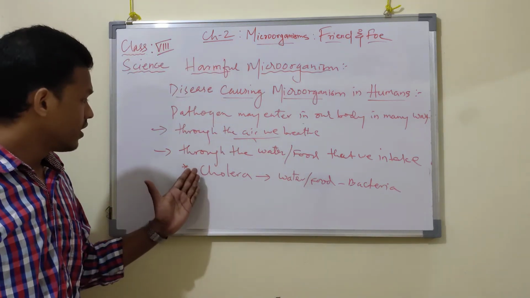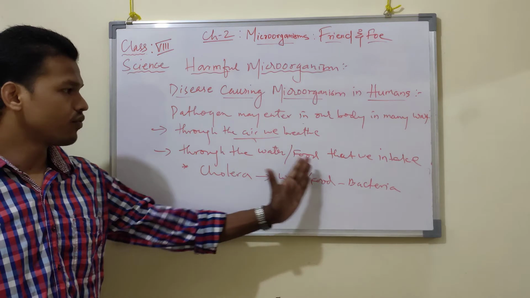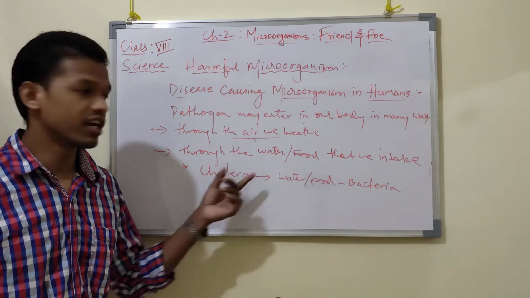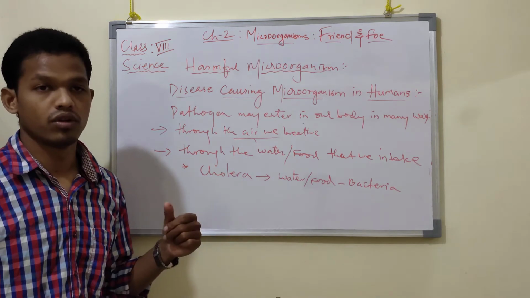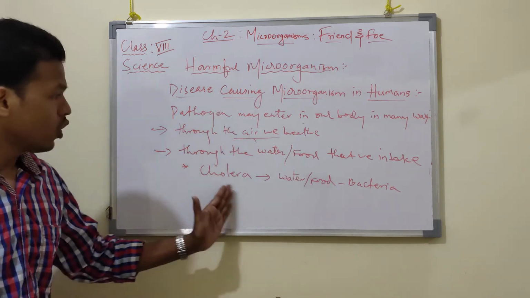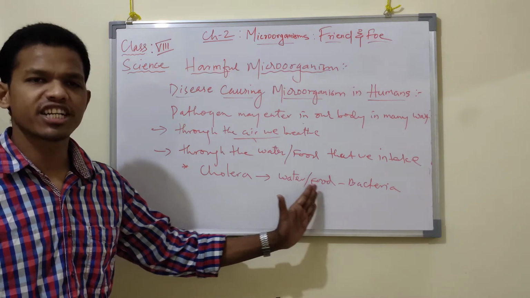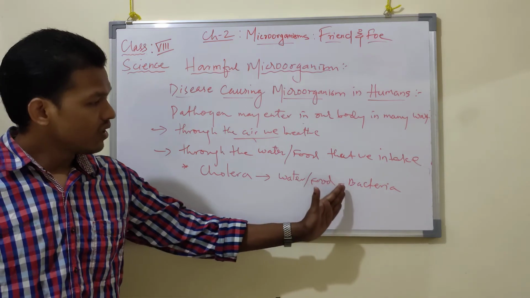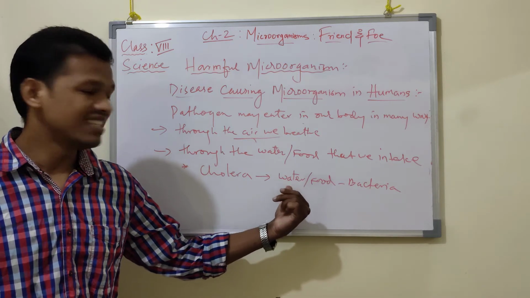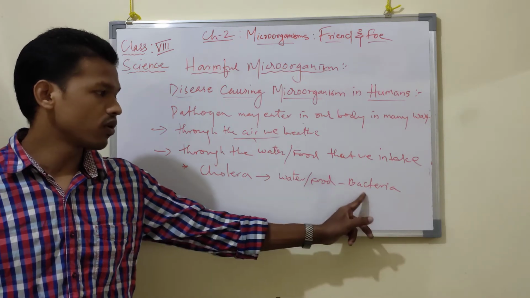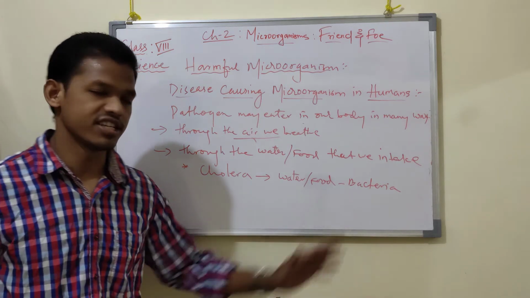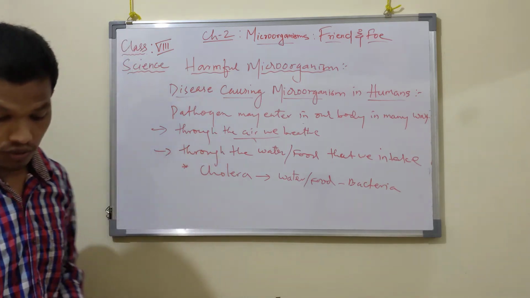So this is how, through the water and food we intake, we get cholera. The disease called cholera we get from water and food. Through water and food, these pathogens enter our body. So the transmission medium is water and food. And the microorganisms which cause disease in our body through water and food are what? Bacteria. That is bacteria. This is the microorganism.